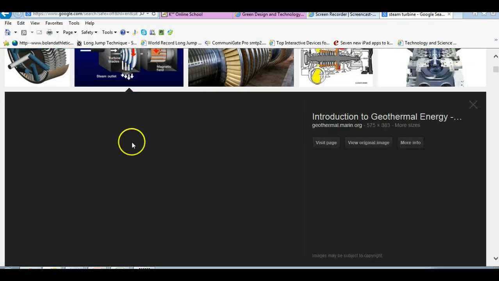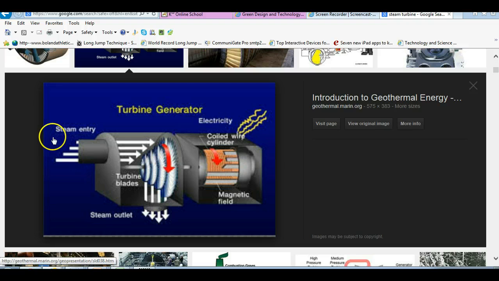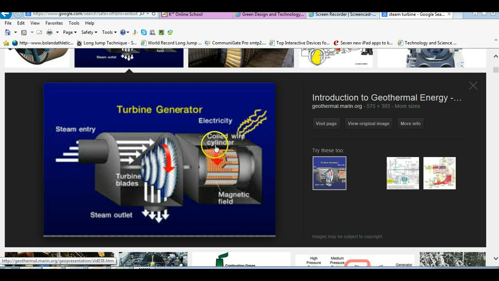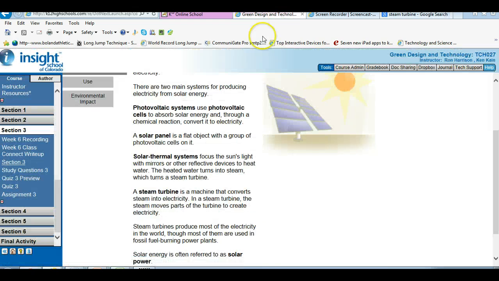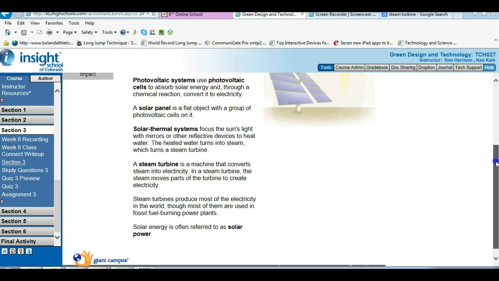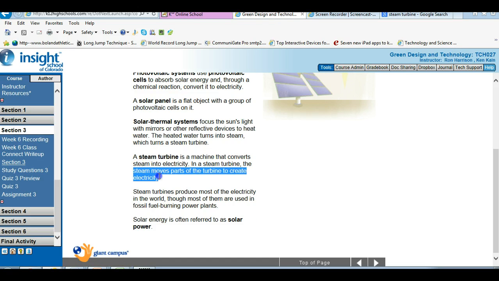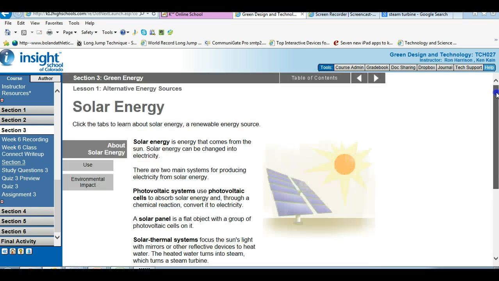Now this one is sitting horizontal. Most of them sit vertical because steam would rise, obviously. So here you can see how it goes. Steam comes in, turns these blades, they spin really quickly, and then this coiled cylinder with a magnet turns, and that makes the electricity. And that's how all energy is produced. Well, all turbine-based energy is produced. So that gives you an idea of how a steam turbine works. It's all about using steam to move the parts. Steam turbines produce most electricity in the world, and most of those are done by burning fossil fuels.